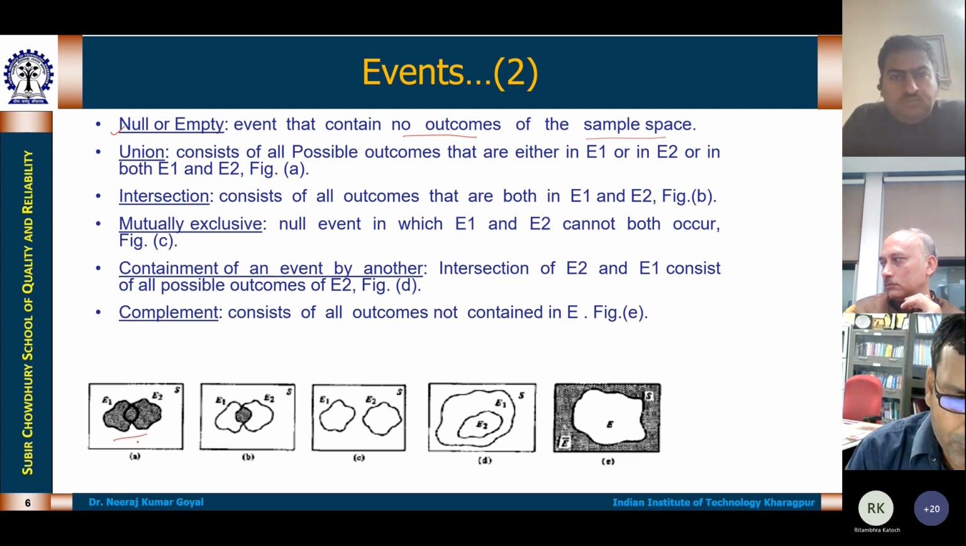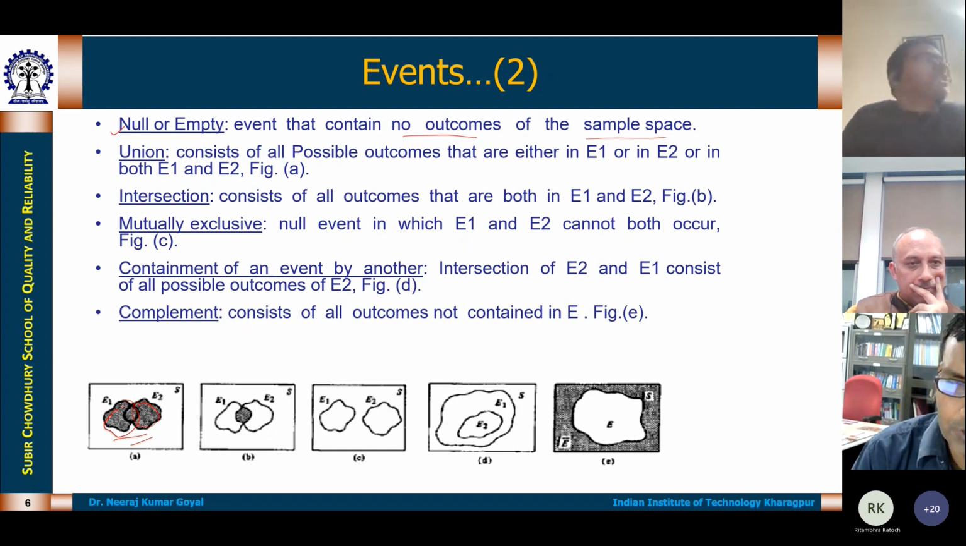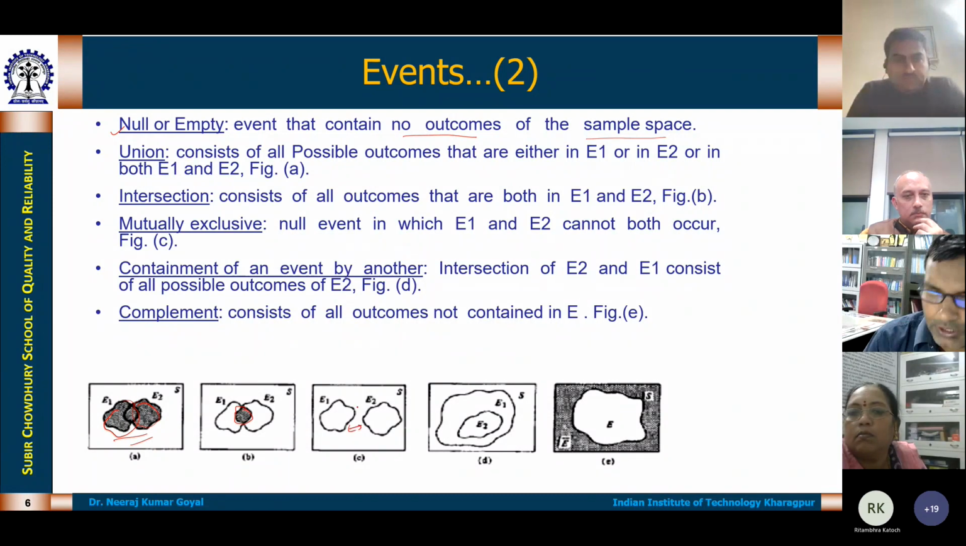When we take the union of two events, let's say this is event 1 and this is event 2, the union means all possible outcomes, but no repetition, right? Whatever outcomes are covered in E1 and whatever outcomes are covered in E2, all together will be called the union. Intersection means the common outcomes in the two events. Mutually exclusive means in the two events there is no outcome shared. No outcome is common to them.